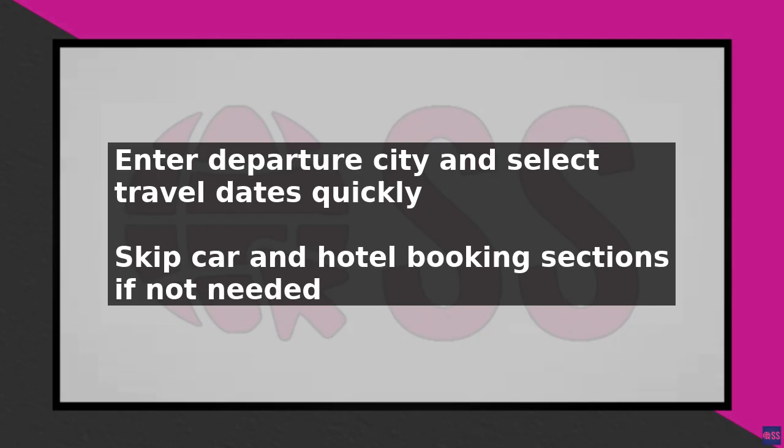Then, select your travel dates. For instance, you can choose to travel from August 30th to September 3rd. If you don't have a car or hotel booking, you can skip those sections. After entering your travel details, click on the Search button.